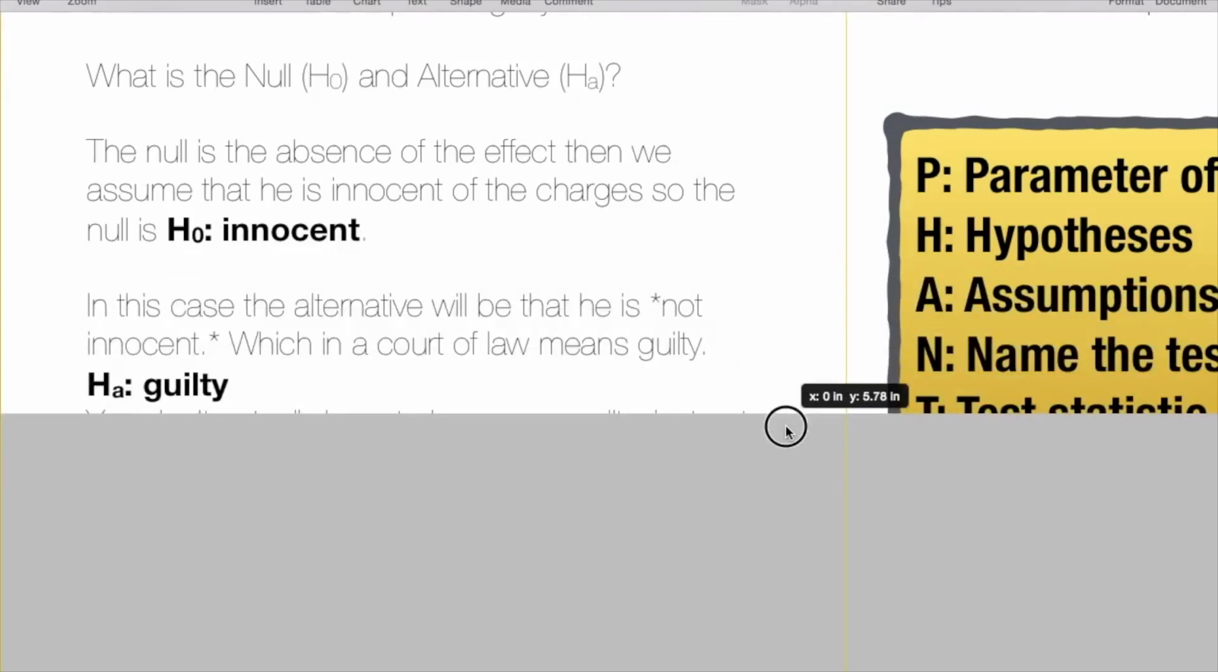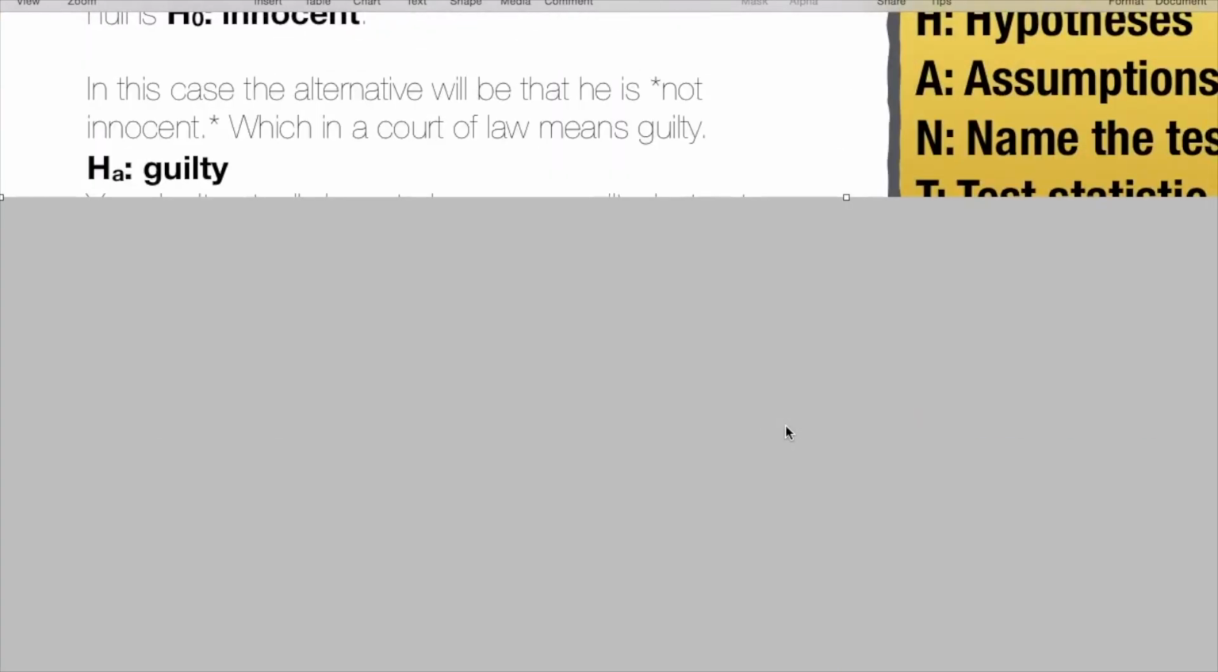Just the opposite of that, we assume that he is not innocent. Or you could write guilty, since they mean effectively the same thing, but in math we would write not equal to, and in the first part it would be equal. So that's kind of why I put in this, right here, it's not innocent.